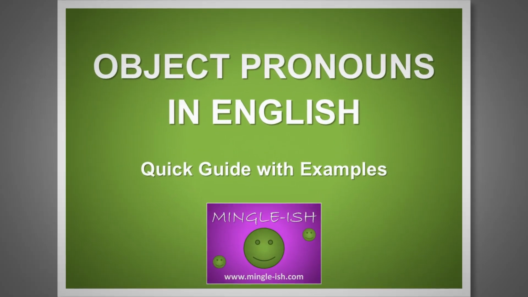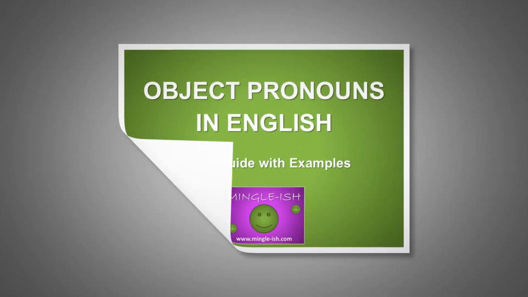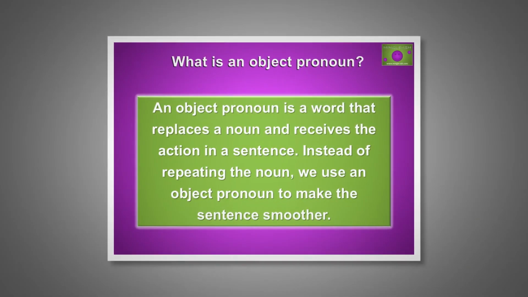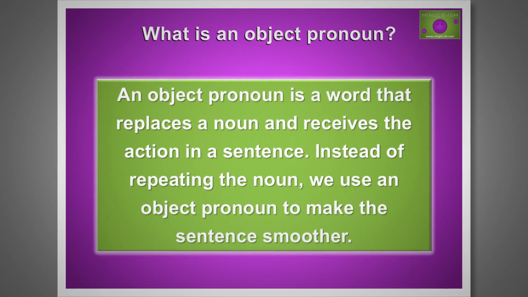Object pronouns in English. A quick guide with examples. An object pronoun is a word that replaces a noun and receives the action in a sentence. Instead of repeating the noun, we use an object pronoun to make the sentence smoother.